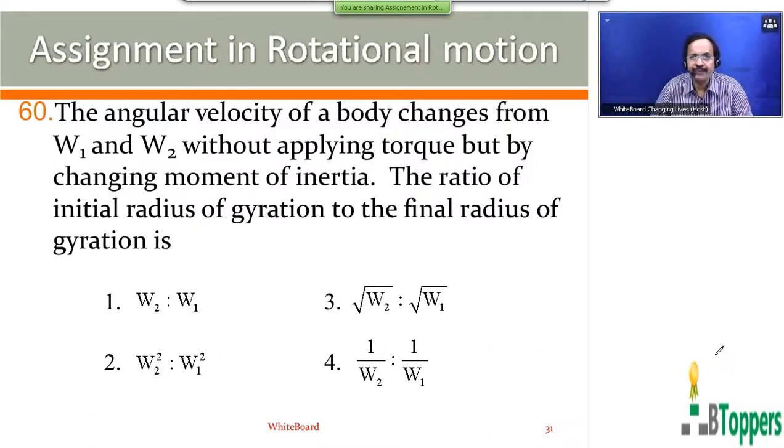See question number 60. Even this question was given in one of the previous MHT CET exam papers.